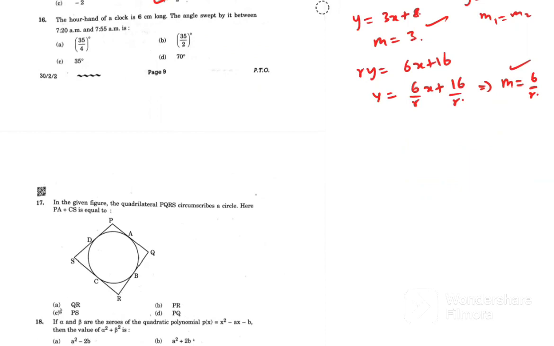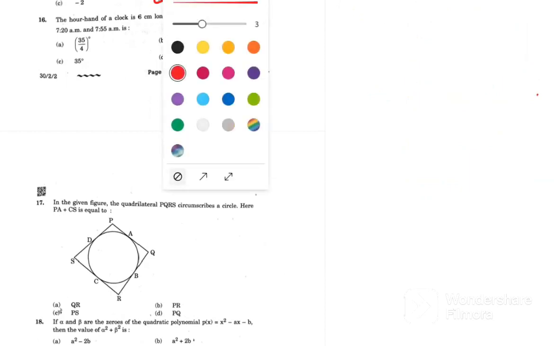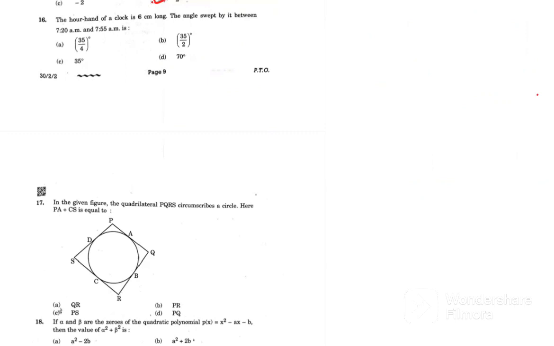So 16 is an interesting question. It talks about the angle in a clock. Alright. So let's see. It says the hour hand of a clock is 6 centimeters long. The angle swept by it between 7:20 a.m. and 7:55. Alright. So now we have to find the angle.